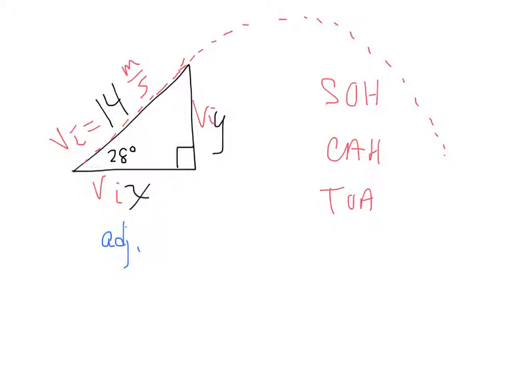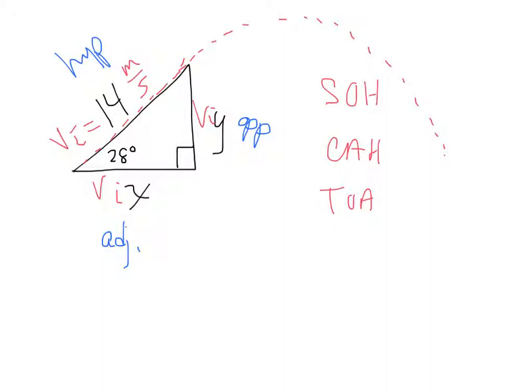It's not opposite. Good, that's an easy way to think about it too. It's not the opposite one. The opposite one is clearly VIY, because that's opposite to 28 degrees. When I say opposite and adjacent, I mean with respect to theta, with respect to the angle that we're given. The hypotenuse is always the long leg. This is always the hypotenuse.